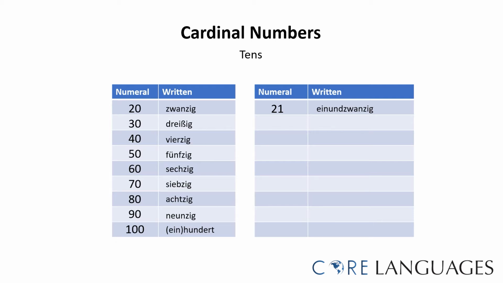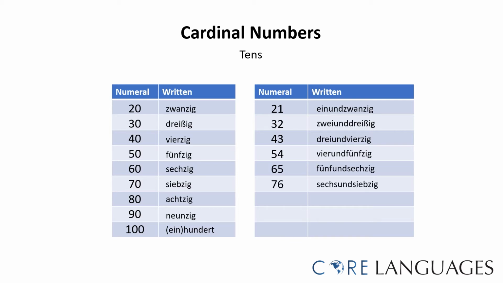22 would be 2 and 20, zweiundzwanzig. And 32 would be zweiunddreißig. 43, 54, 65, 76, 77, 88, 98, 110.